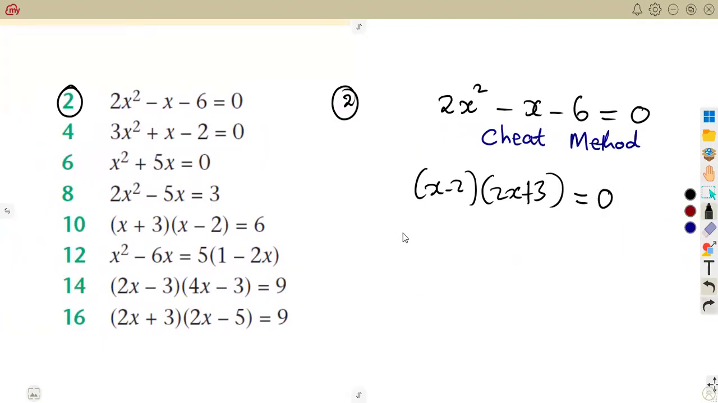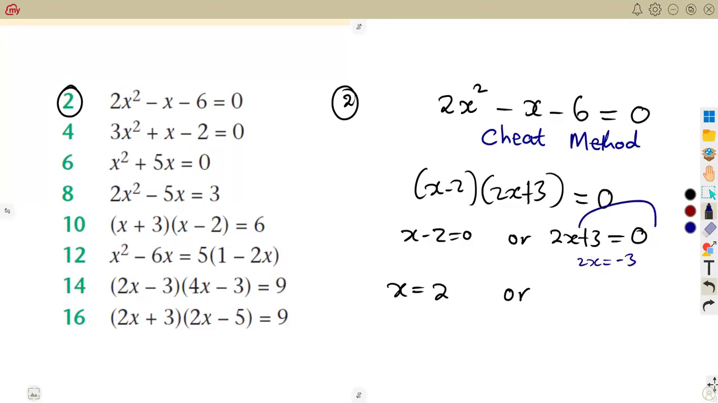Remember your 0 concept. So x minus 2 is equal to 0, or 2x plus 3 is equal to 0, which means x is 2, or we're going to have our 2x there. We're going to have 2x is equal to minus 3. The 3 to the other side becomes a negative. So you divide by 2. So our x is going to be minus 3 over 2. So these are the possible values. You can have this as minus 3 over 2 or minus 1.5. So those are the possible values of x that we are going to have.